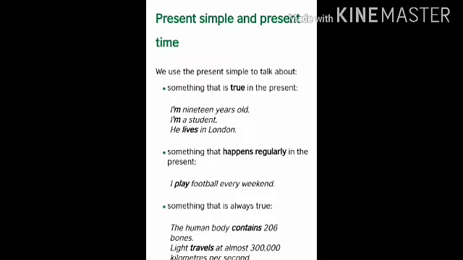Next example we have I play football every weekend. My mother goes to temple daily. Now, this tense is also used to talk about the things which happen regularly. You can say habitual actions, okay, or repeated actions. Next example we have the human body contains 206 bones. The sun rises in the east. So simple present tense is also used to talk about scientific and permanent facts. Let's move to the next use.